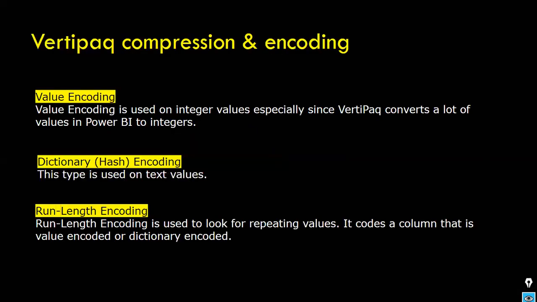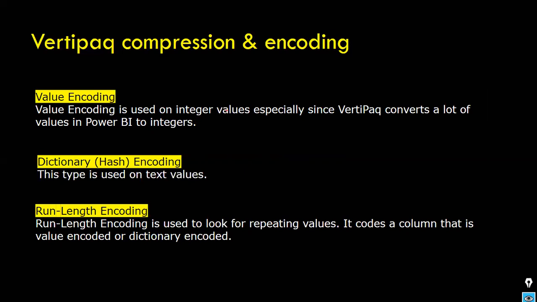So now we will understand what exactly encoding is all about. In order to do the compression, it uses some technique called encoding. There are three types of encoding. One is value encoding, the other one is dictionary encoding, and the last one is run length encoding. These are all very simple and easy to understand.